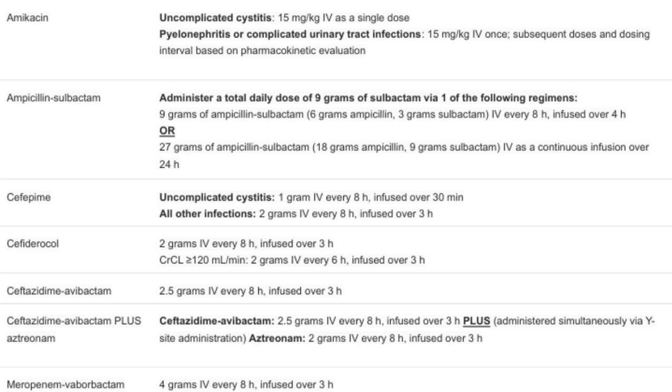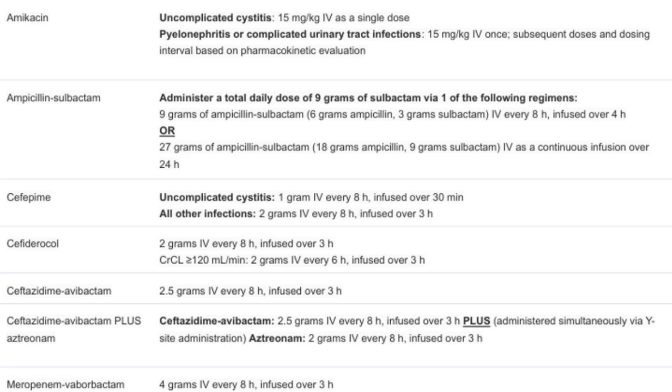Moving on to ampicillin-sulbactam, the total daily dose should be 9 grams of sulbactam, administered either as 6 grams of ampicillin plus 3 grams of sulbactam every 8 hours, infused over 4 hours, or as a continuous infusion over 24 hours with 27 grams total, meaning 18 grams of ampicillin and 9 grams of sulbactam. This flexibility helps tailor therapy based on patient needs.